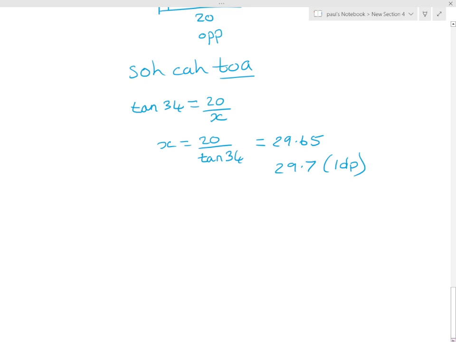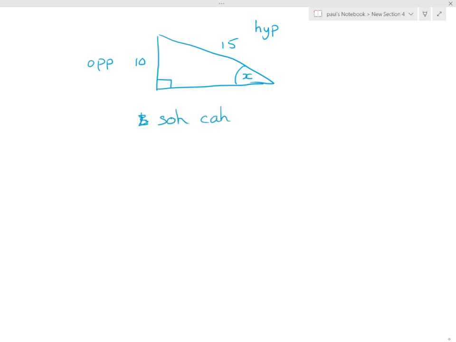Right, keep going, we've got lots of these. We haven't found an angle yet, so should we find an angle? Yeah. So angle X, that's 10, that's 15. Okay, so label them up. We've got the opposite, and we've got the hypotenuse. So, hang on. So, SOH CAH TOA. We want opposite and hypotenuse, this one, yeah?